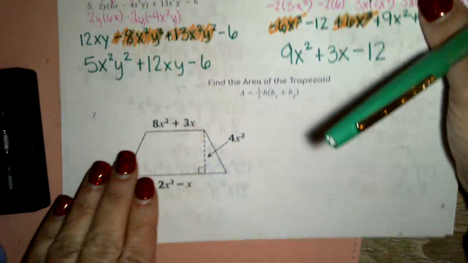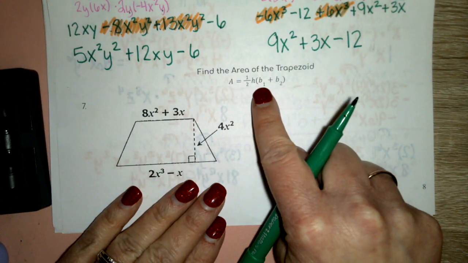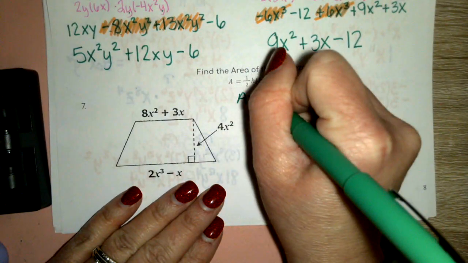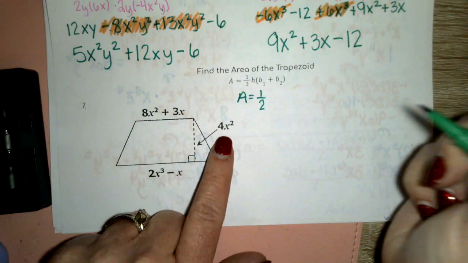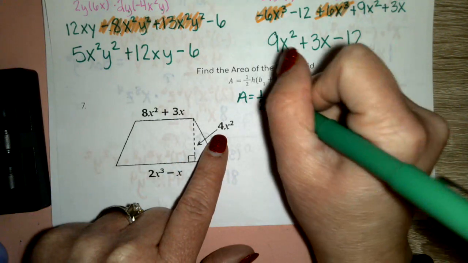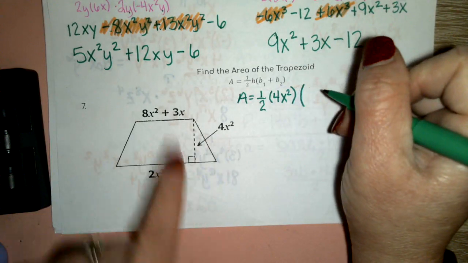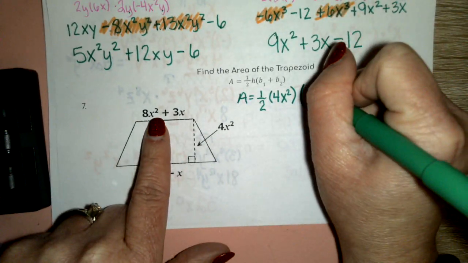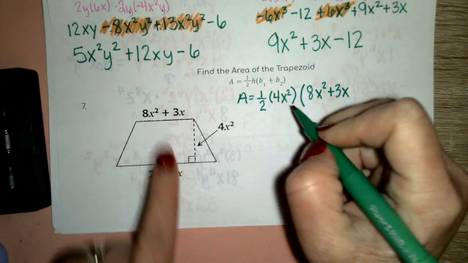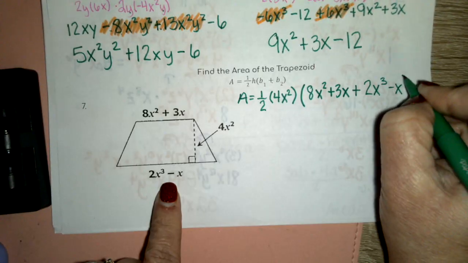The last problem is finding the area of a trapezoid, and we gave you the formula for it. It's half the height times the quantity base 1 plus base 2. So we're going to start there. Area equals 1/2 the height. The height is right here where it's pointing right here and where it forms the 90-degree angle. So that is 4x squared. And then the bases, it doesn't matter which one comes first. I'm going to just do this one. 8x squared plus 3x. And then we're adding the second base. So plus 2x cubed minus x.